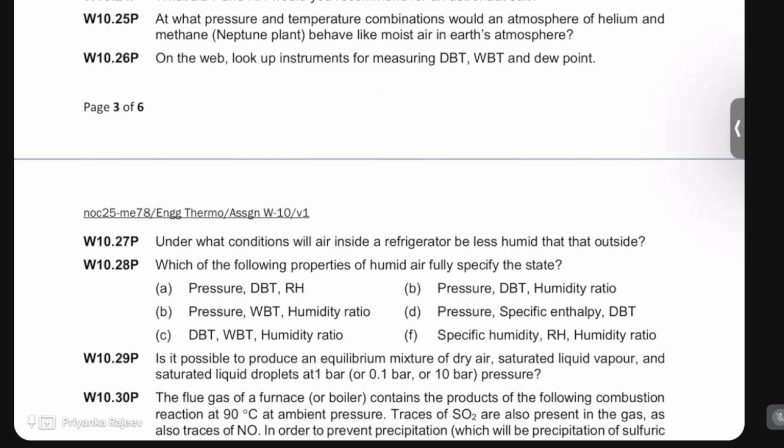Next is, on the web, look up instruments for measuring DBT, WBT, and dew point. For DBT, we can use a thermometer. WBT is also a thermometer only, a wet bulb thermometer. Then for dew point, you have a hygrometer. Hygro means related to humidity, water content, etc.